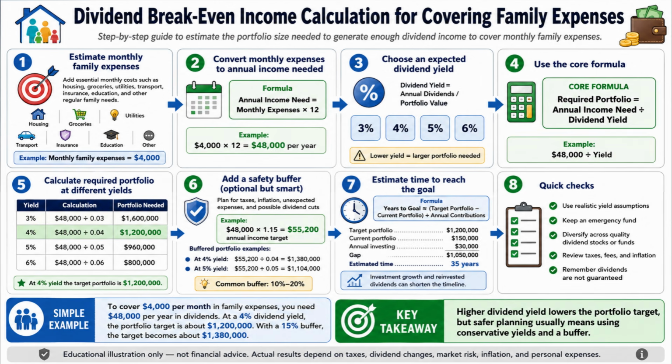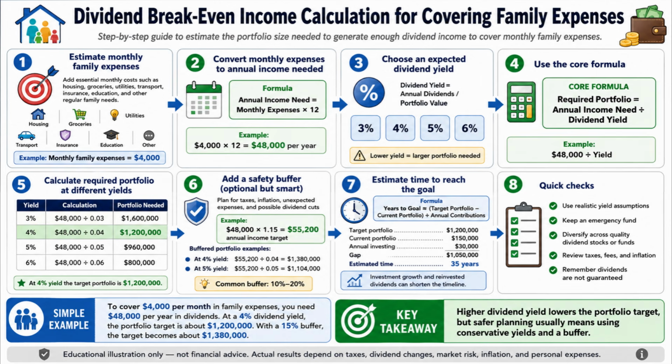Next, convert the monthly expense amount into an annual income need. Since dividend yield is normally calculated on a yearly basis, multiply the monthly expenses by 12. So, $4,000 multiplied by 12 equals $48,000 per year. This means the family would need $48,000 in annual dividend income to cover $4,000 every month.